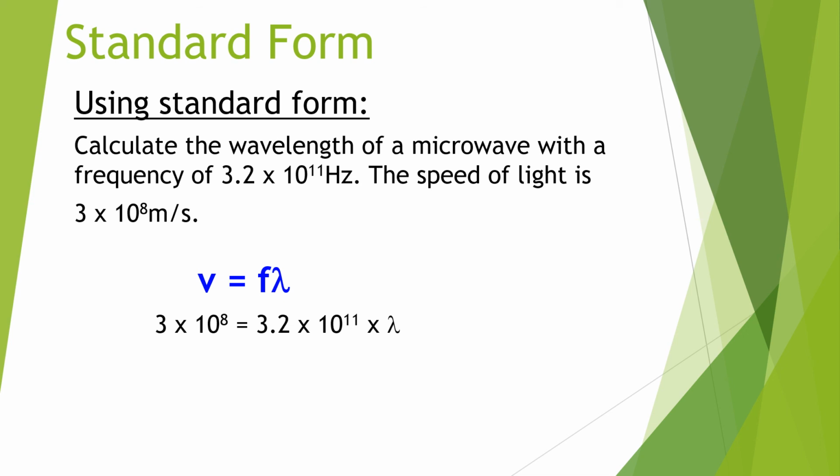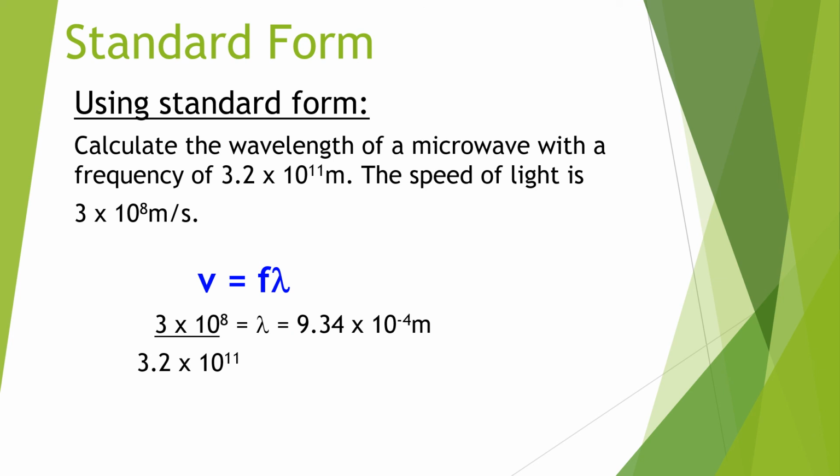For our second example then, we're going to calculate the wavelength of a microwave with a frequency of 3.2 times 10 to the 11 hertz, and again the speed of light is 3 times 10 to the 8 meters per second. We've got the wave equation down there already, v equals f lambda, and now I put the numbers in underneath, so we've got our speed of light in here, and we know our frequency this time is 3.2 times 10 to the 11, and lambda, the wavelength, is the bit we don't know.